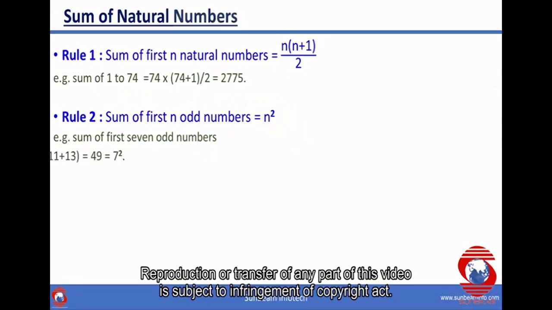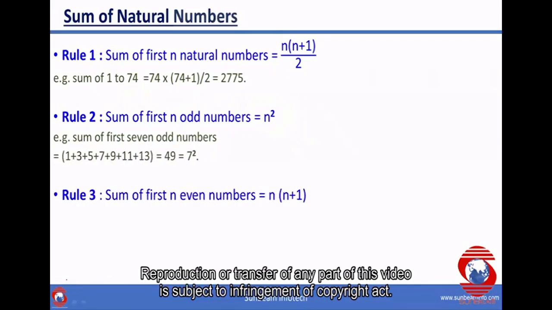Now, moving to the next part, rule 3. What is this rule saying? Sum of the first n even numbers. Let's say the sum of the first 4 even numbers. I have 4 even numbers, let's say 2 plus 4 plus 6 plus 8. If I add them, it will give me 20. So this is now possible.